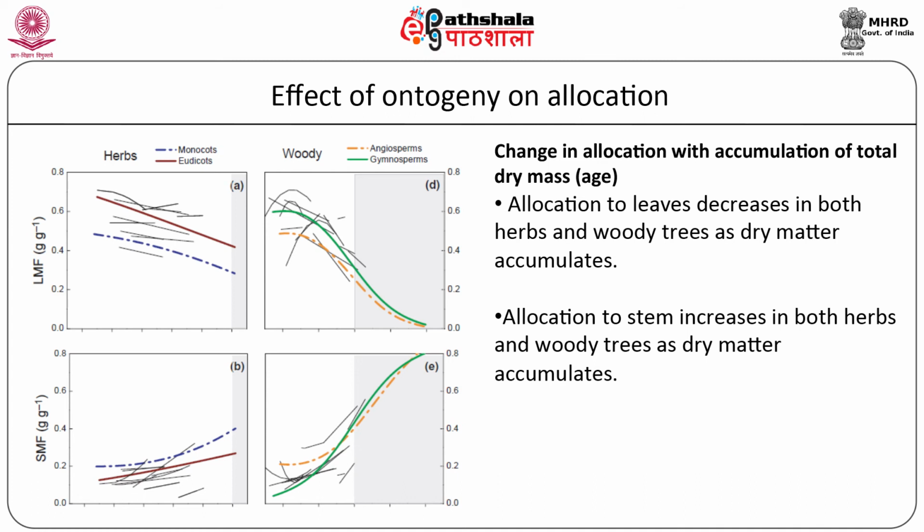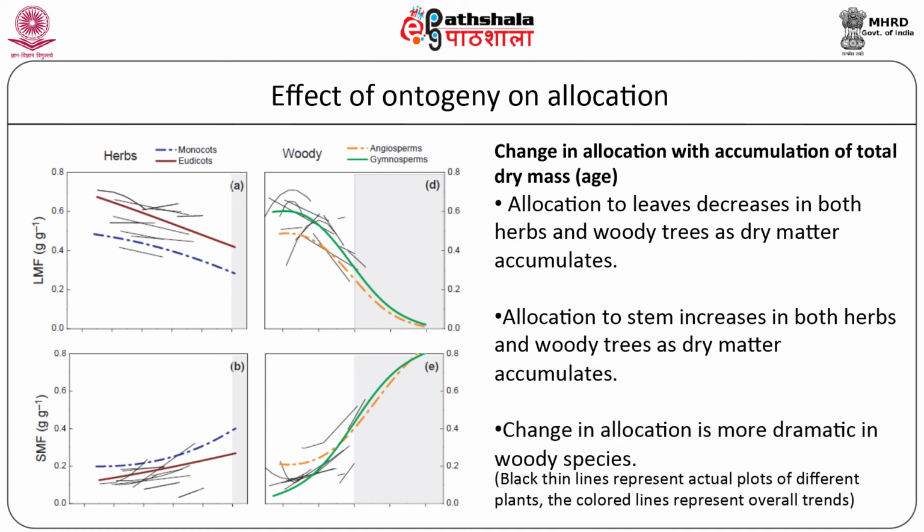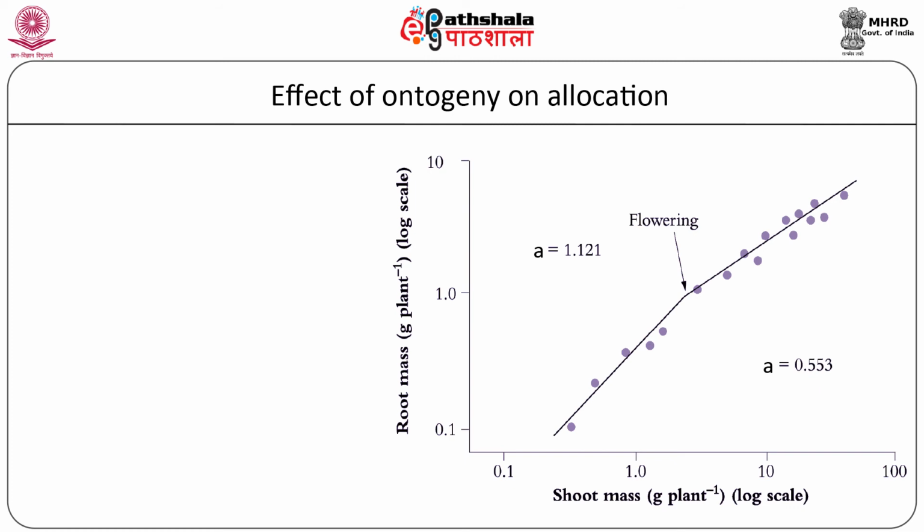In woody trees, this shift in allocation is more dramatic, with sharp decrease in leaf mass fraction and sharp increase in the stem mass fraction. Ontogenetic drift is also evident during shifts in the developmental stages of the plant, that is, from vegetative to flowering stage. This drift can be shown by allometric analysis.